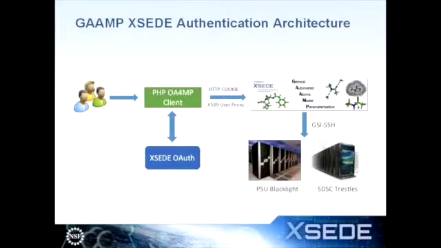This diagram shows our GAAMP XSEDE authentication architecture. The user, as we talked about before, comes in and talks to the green box, the PHP OA4MP client, which is the part we contributed. So the user interacts with the PHP client, and after they're authenticated through the XSEDE OAuth page, they will be redirected to the GAAMP gateway with their proxy certificate embedded in the HTTP cookie request. Then GAAMP goes ahead and submits the job through GSI-SSH to either Blacklight or Trestles.